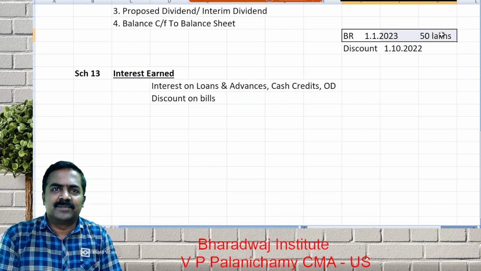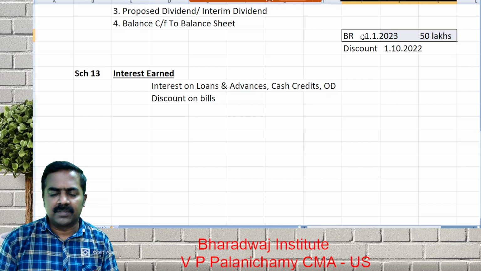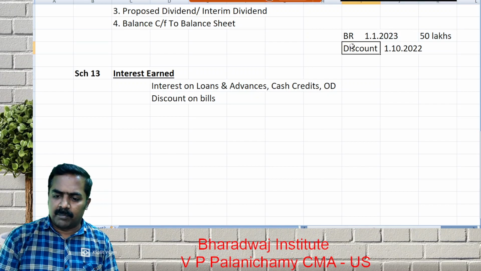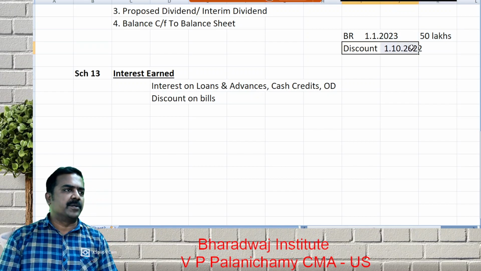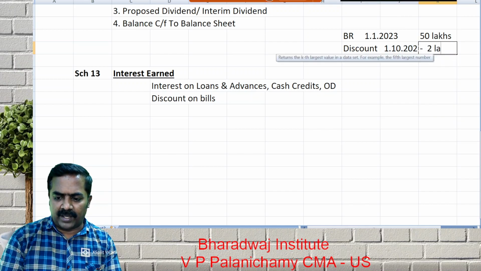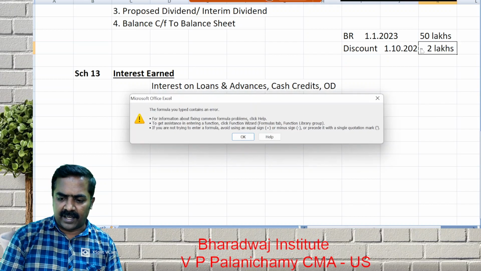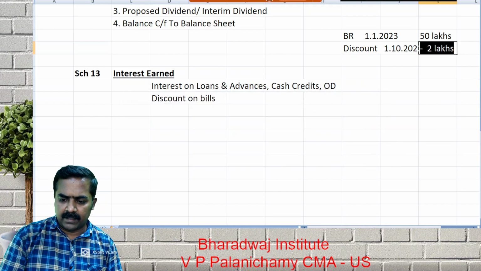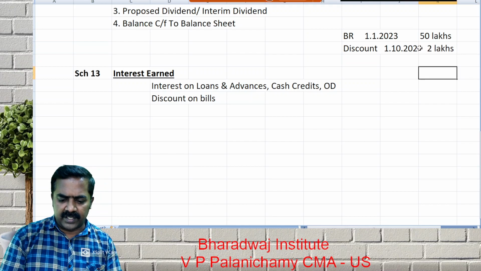Okay, you're holding a bill. What is the bill value? 50 lakhs. When is the money due? January 2013. But you wanted the money on 1/10/2022 itself. So what the bank will do is deduct like 2 lakhs as discounting charges and they will pay you how much? 48 lakhs. They will pay you 48 lakhs.